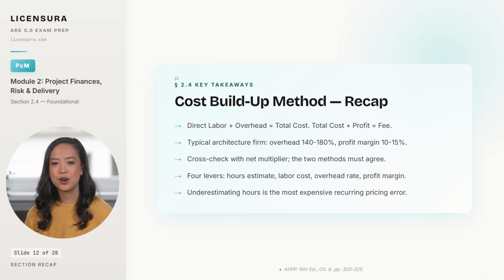Direct labor times the multiplier should produce the same fee the buildup produces, and if the two methods disagree, the math has an error. The 4 levers inside the formula are estimated hours, the labor cost driven by staffing mix, the firm's overhead rate, and the profit margins set by the market. And the most expensive recurring error in pricing is underestimating hours, which is why historical data on actual versus estimated hours by project type is the single most valuable artifact a firm can maintain over time.